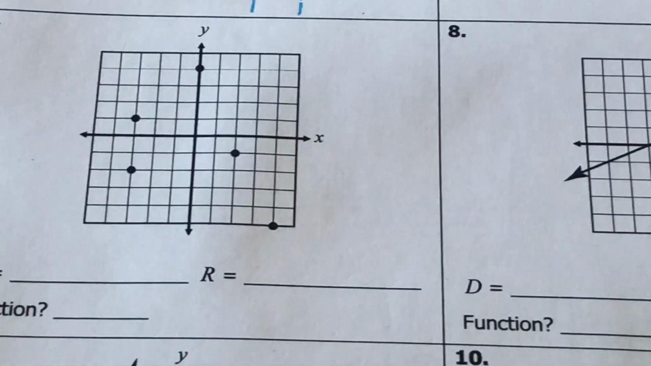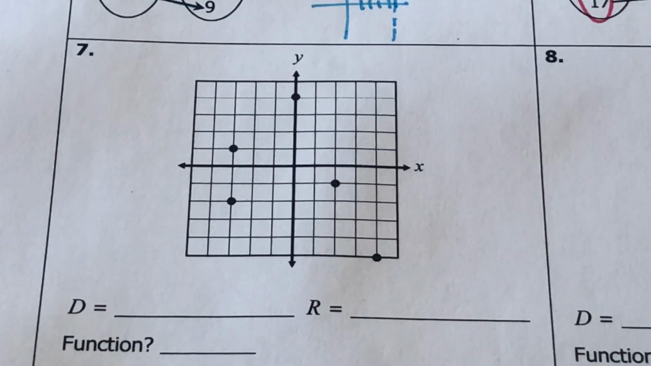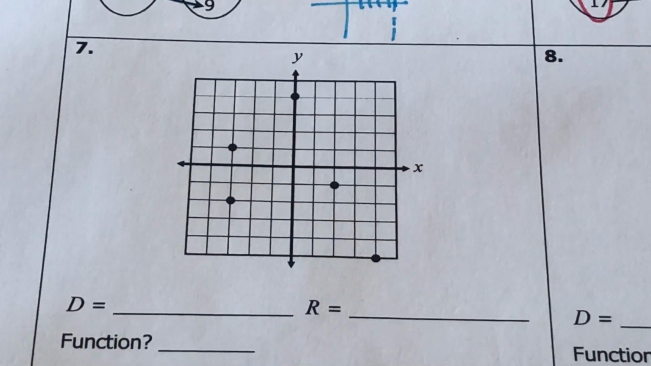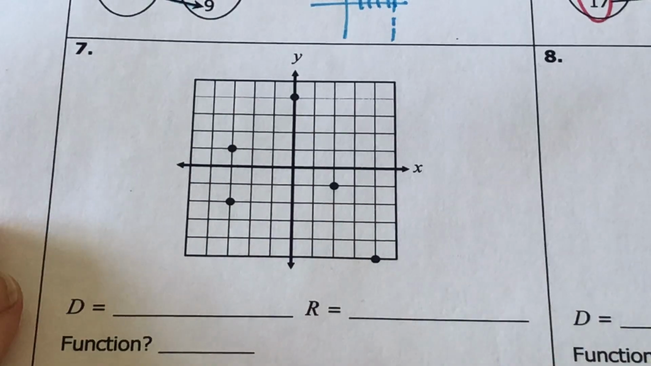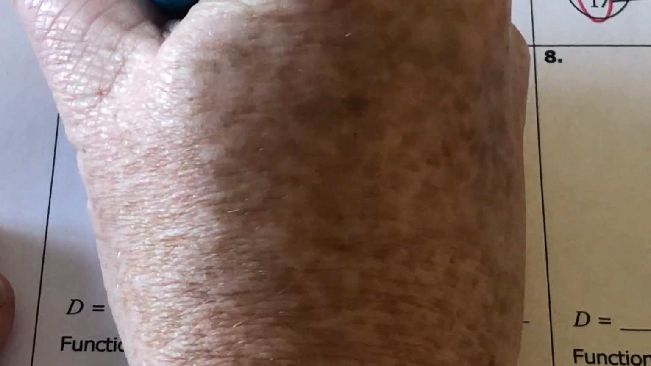Okay, so 7 actually is a discrete graph. So the only way to really write your domain and range is to find the xy coordinates and then list them out and write the x's and the y's, okay? So this first xy coordinate is at (-3, 1). So I'm at (-3, 1).